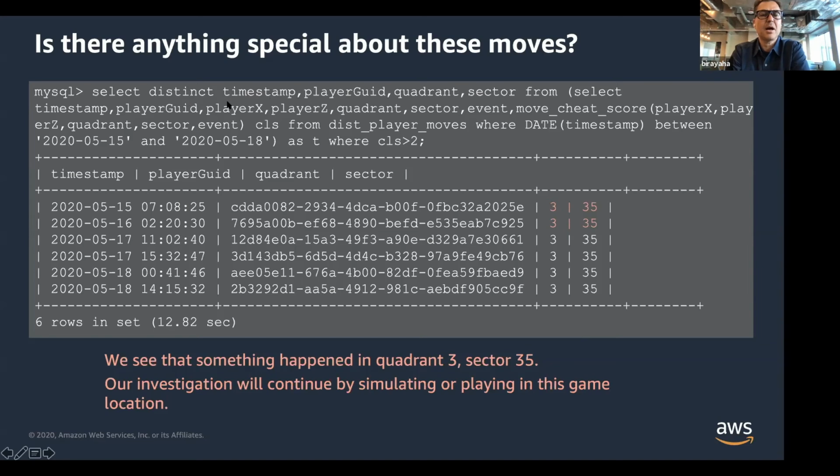I'm looking at the timestamp, the player GUID, the quadrant, and the sector of all the cases that were suspicious, where the classification is greater than 2, and we found that the suspicious behavior happened in quadrant 3, sector 35. So what we will do is go to our encoding mechanism, find out what's going on in this area, and start monitoring other activities in these areas.